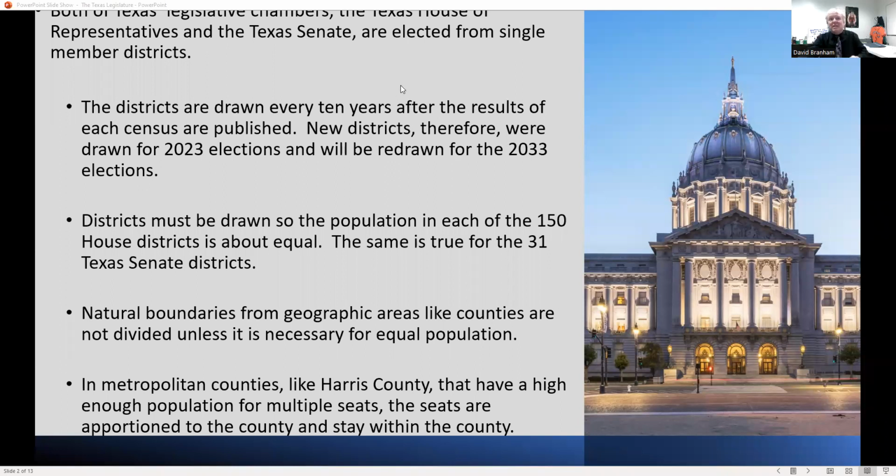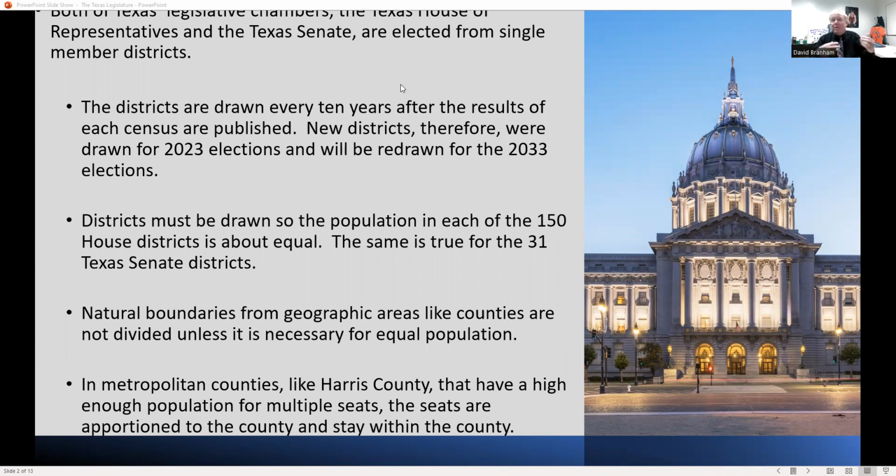Both houses of the Texas Legislature, the Texas House of Representatives and the Texas Senate, are elected. Their members are elected from single member districts. That means that the House of Representatives has 150 seats. They divide the state into 150 districts. Those districts are fairly equal in size as far as population goes, within plus or minus 5%.